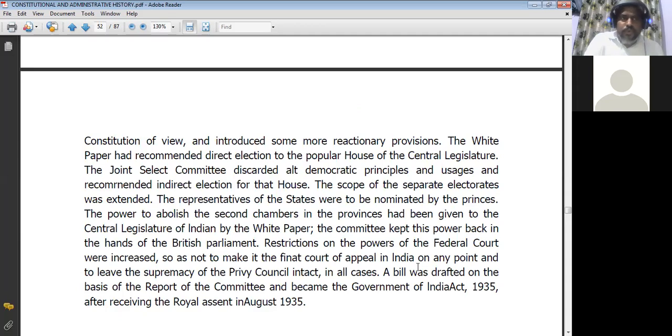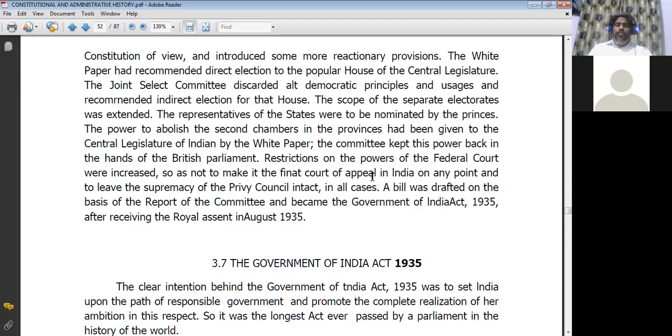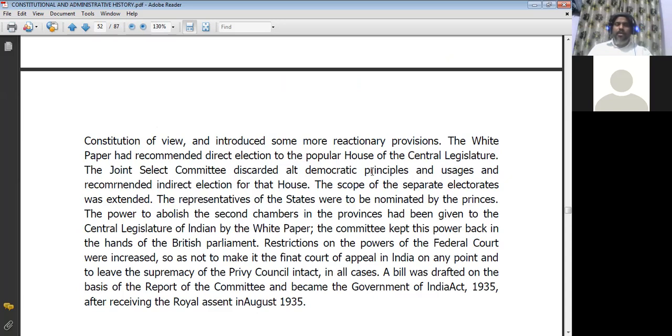Dear students, these are the constitutional amendments which took place between the Montagu-Chelmsford Act of 1919 and the Government of India Act 1935. So this is about my class today, and tomorrow we'll see the provisions and the importance of the Government of India Act 1935.